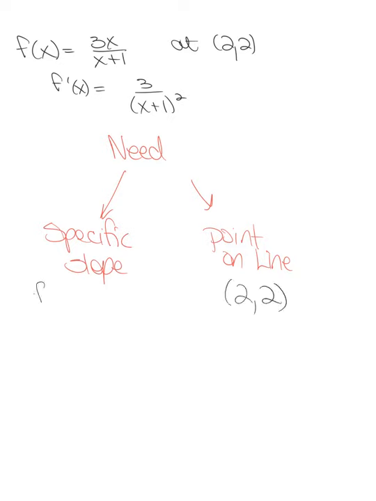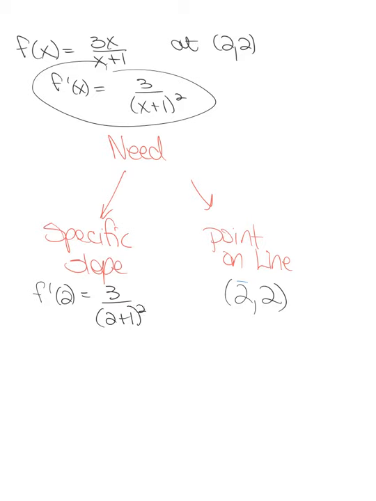And of course, to get the specific slope, we simply need to evaluate this at a given value of x. I might as well use the one they gave me, which is 2. So f prime of 2 simply says go back into my general slope, and everywhere there's an x, make it a 2. This is going to be 3 divided by 2 plus 1 quantity squared. 3 divided by 3 squared is going to be 3 over 9, or simply 1/3. So there is my m. Here is my x1, y1.